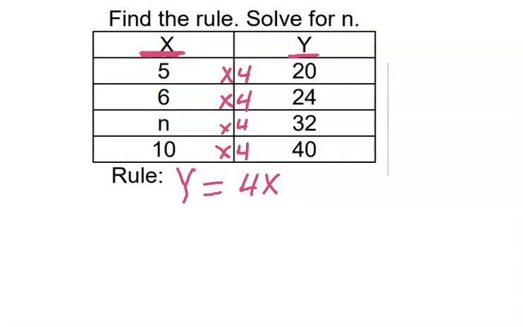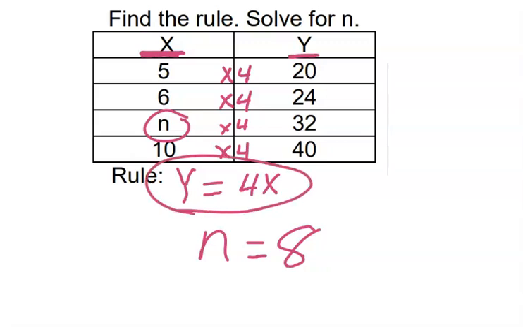Okay, you can put 4 times x, you can put 4 and then x in parentheses. There's a million ways you can write that, but that's the simplest. 4x means 4 times x is going to equal y. And then to solve for n equals, so what number times 4 will give you 32? Well, the answer is 8, right? 8 times 4 is 32. So the rule is y equals 4 times x, and n equals 8.